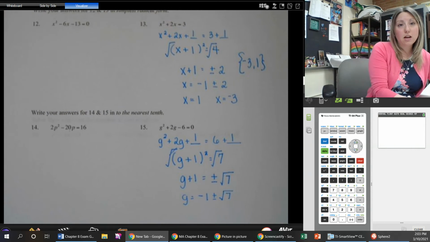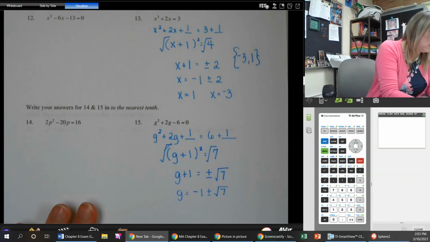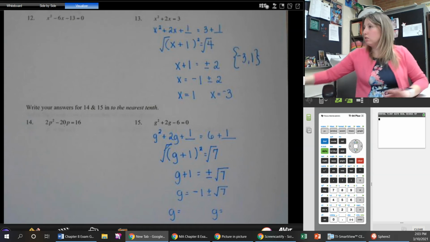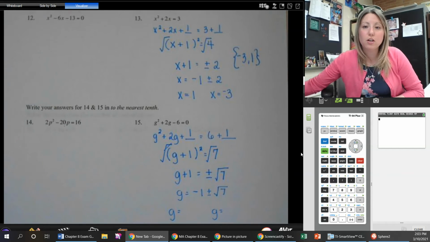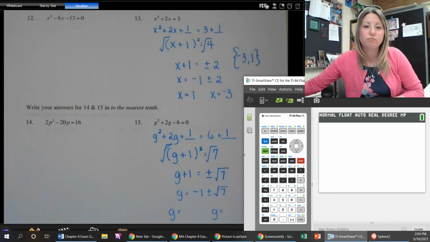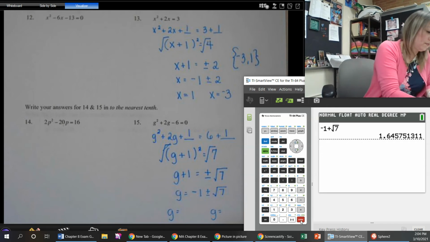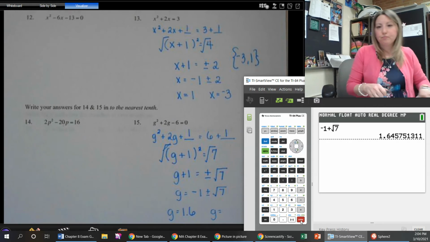And to find the decimal equivalent, I just plug that into my graphing calculator. So I'm going to have two answers for g rounded to the nearest tenth. So let me grab my graphing calculator and make it a little bit bigger so you can see my screen. Okay, so I'll start with negative 1 plus radical 7, so second, and the x squared button gives you the square root. Put 7 under that and press enter. So 1.6 is my first answer for g.